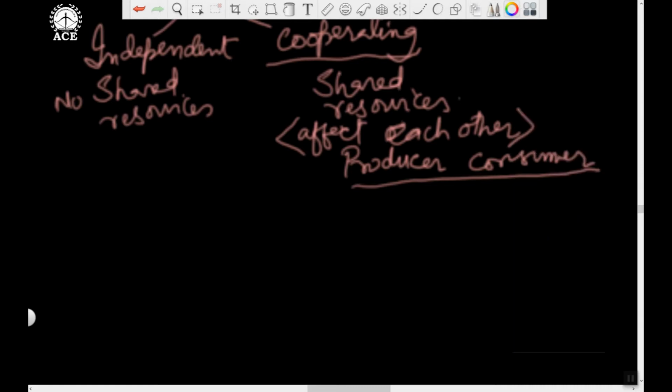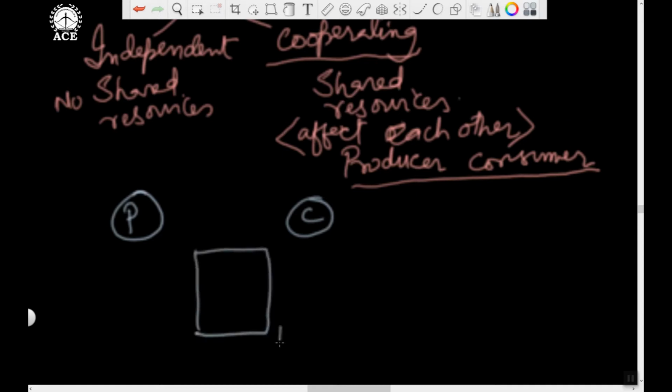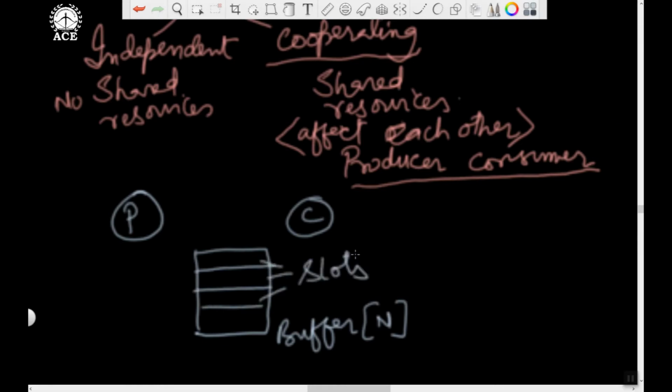There are two types of processes, one by name producer, the other by name consumer. They access a shared resource. This is called buffer, which has a size of n. Now this buffer has some slots, which are numbered 0, 1, 2 and so on. Each slot can hold some data item.